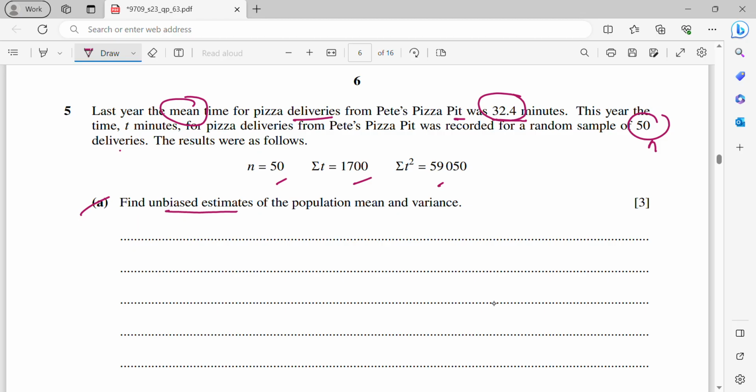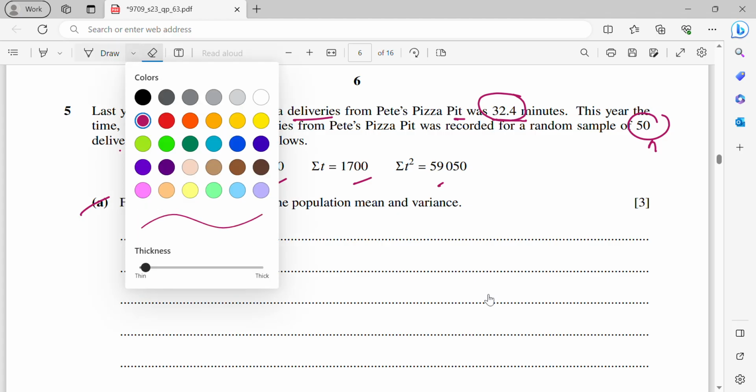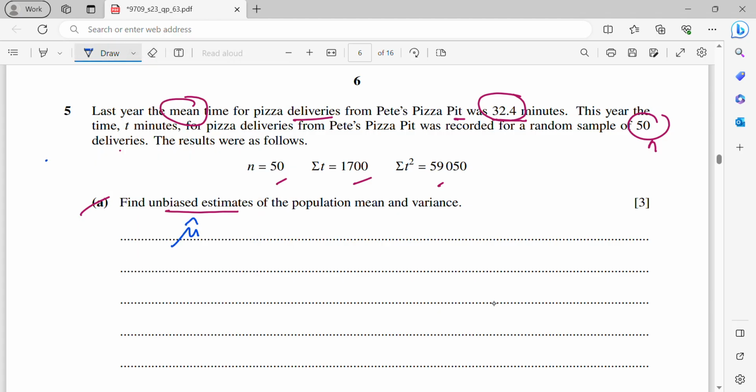A, find unbiased estimates for the population mean and variance. For your information, the unbiased estimate for the population mean, which is mu hat, is the same as x bar, the sample mean. I don't use x bar here because you are given summation t, so I will use t bar. So here it will be summation t over n, then 1700 over 50, and we are getting 34.